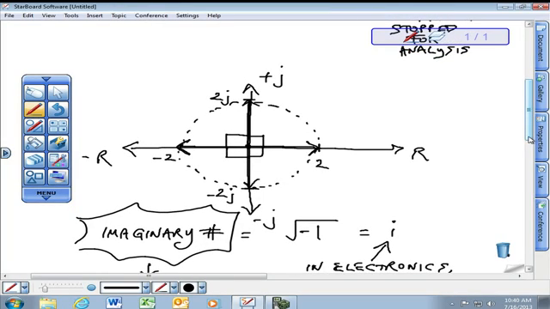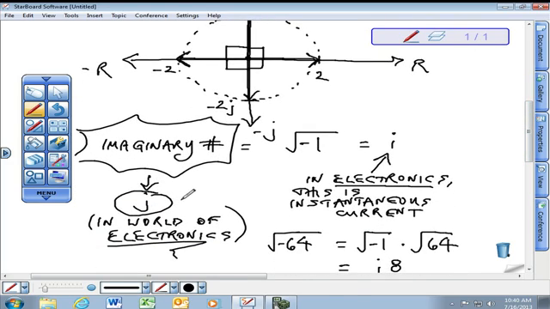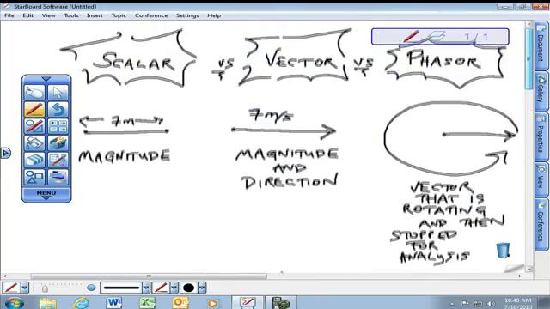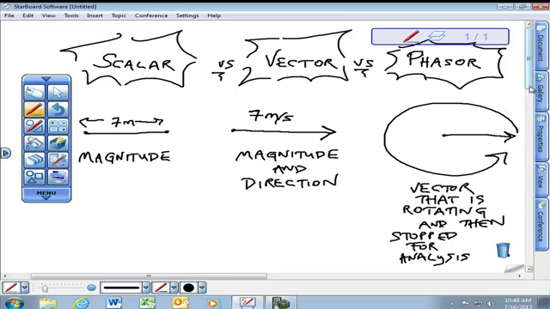So we can understand how this works. Here we have our magnitude of 2. It's a real number. How do you know this is a real number? No j. So the magnitude of this is 2. Now what I'm going to do is use my rotating operator. What do you mean rotating operator? That's my imaginary number. j is my rotating operator. If you ever read that or hear someone talking about that, that's what this means. Your imaginary number is what rotates your phasor. Remember, that's the definition of a phasor: a vector that's rotating, and then you stop it for analysis.